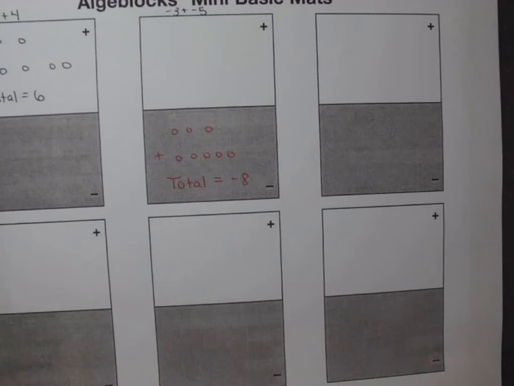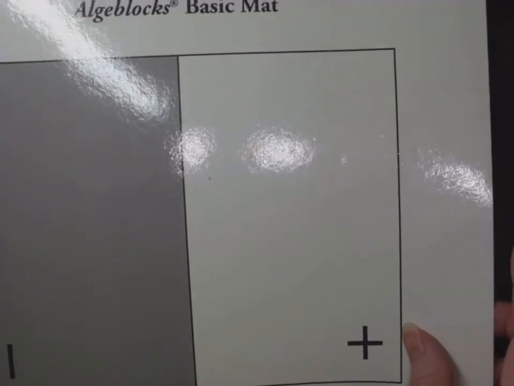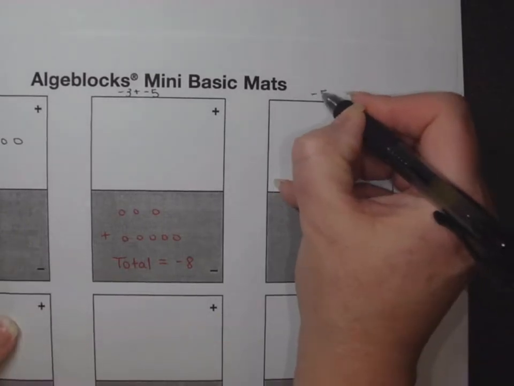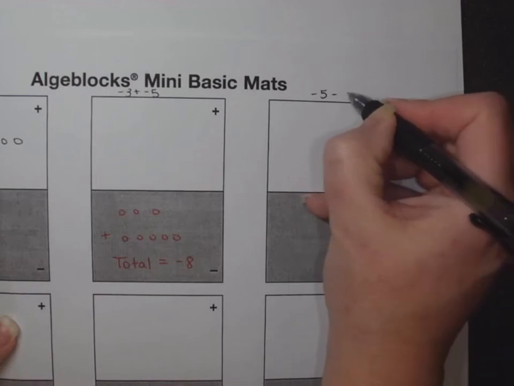But let's look at some subtraction problems, particularly where maybe we have to take away some negative numbers. That's always a little more challenging. So the next one that I want to do is negative 5 minus 2. Sorry, negative 5 minus negative 2.